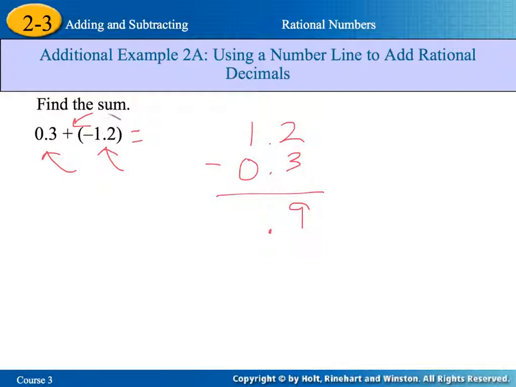It is that negative 1.2 is farthest away from 0, so my answer is negative 0.9. You don't need that 0 in front of the 0.9, or you just use negative 0.9. Again, don't forget your rules when it comes to adding positive and negative numbers. You still have to use those rules, and I want you to make sure that you remember them because you're going to be building on those rules.